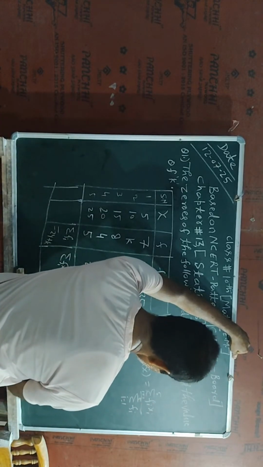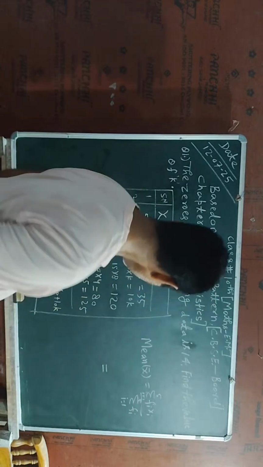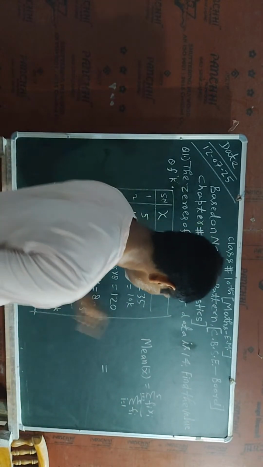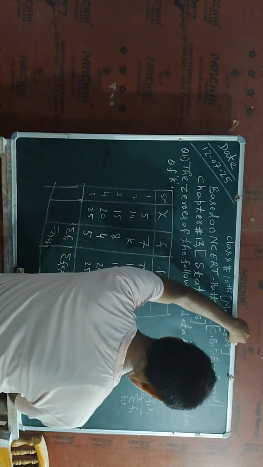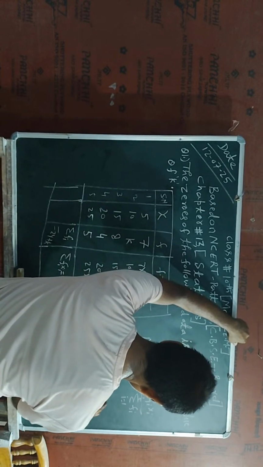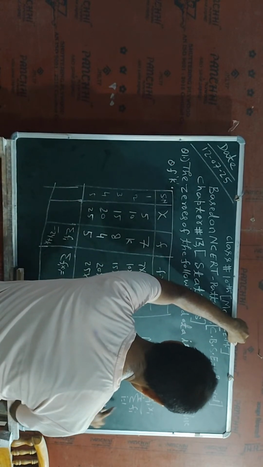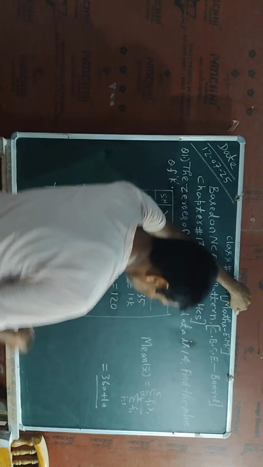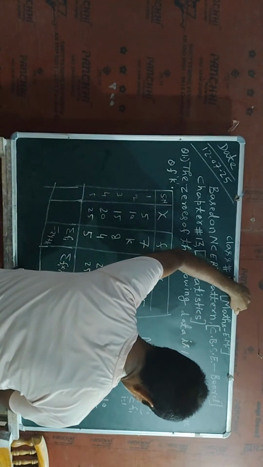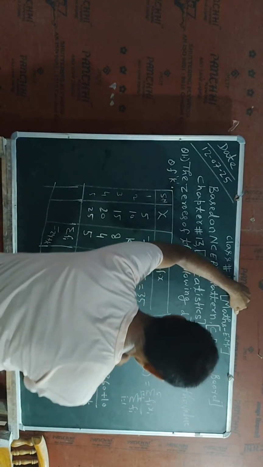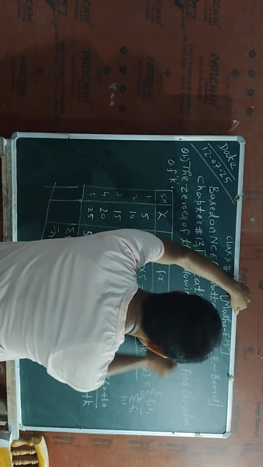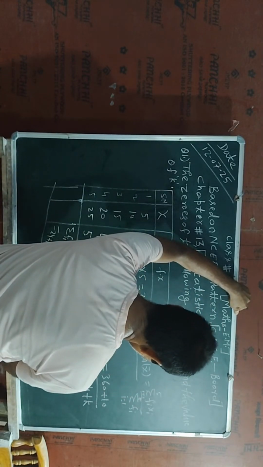So here I substitute the value of sigma fi xi, which is equal to 360 plus 10k, divided by sigma fi, which is equal to 24 plus 8. Now the mean value is given here as 14. So I will put here 14.